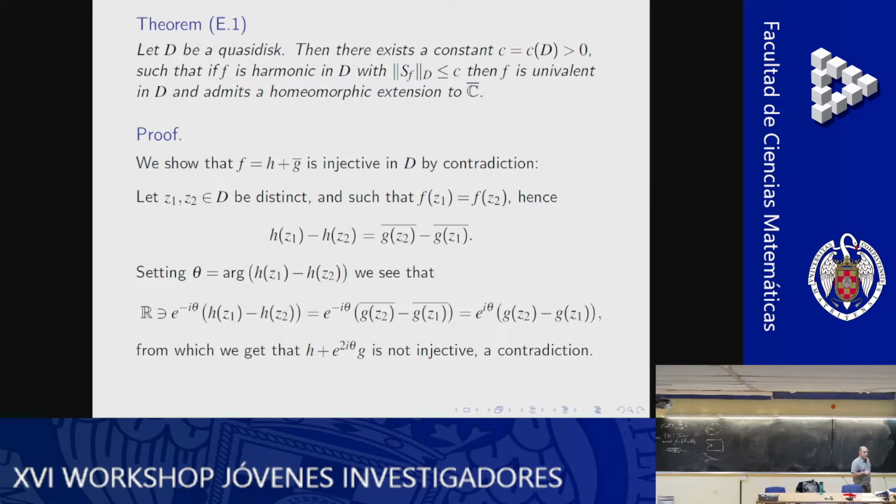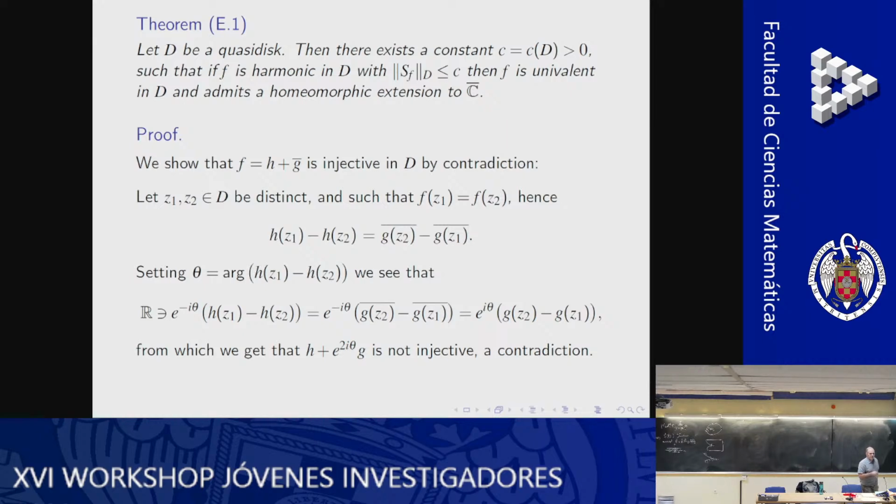Multiply by e to the minus i theta. So that's a real number now. That's the modulus of this difference. So we multiply both sides, and since it's a real number, it's equal to its conjugate. Now use the first and third parts of this equality and rearrange so that everything with z1 is on one side and z2 is on the other side. You find that the analytic function h plus e to the 2i theta g coincides at z1 and z2, a contradiction. Okay, that's simple for the finishing of the proof.